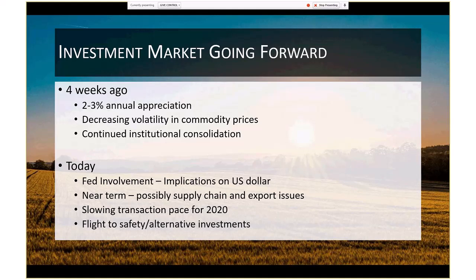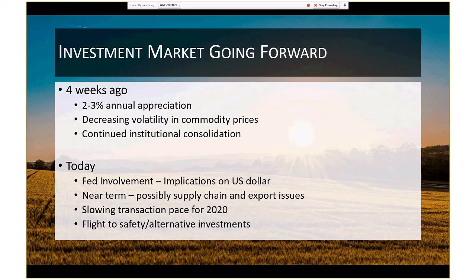The Fed involvement, I put this on here because there's implications for the US dollar. If we have a round of quantitative easing or a stimulus program that devalues the dollar, we could potentially see an increase again in net food exports and an increase in net farm income that results in values increasing at a rate above that stabilized annual appreciation. I don't have a crystal ball, so I don't know, but that is a possibility that I don't think was on the table 2 months ago.